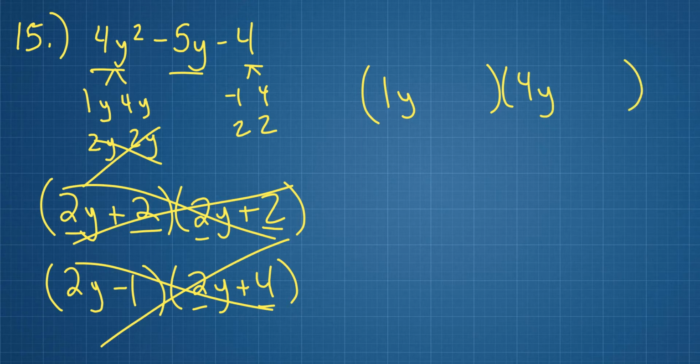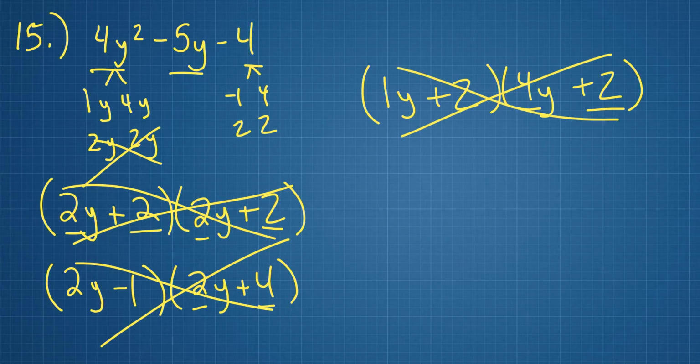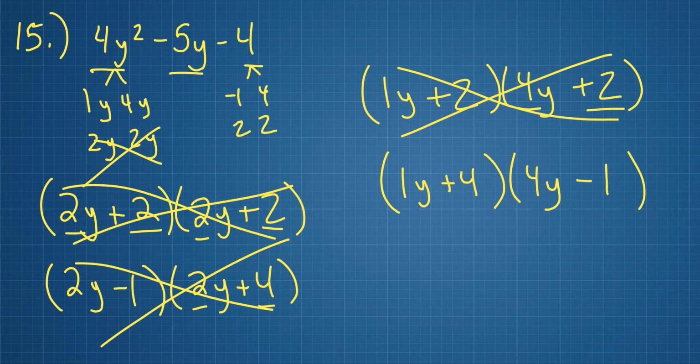Now, if I try 2 and 2, which you don't have to, because same exact concept as before. 2 and 2, they would all have something in common. They don't have anything in common, but if you do try it out, it would give you 8y. So my really only option is 1y plus 4 and 4y minus 1.